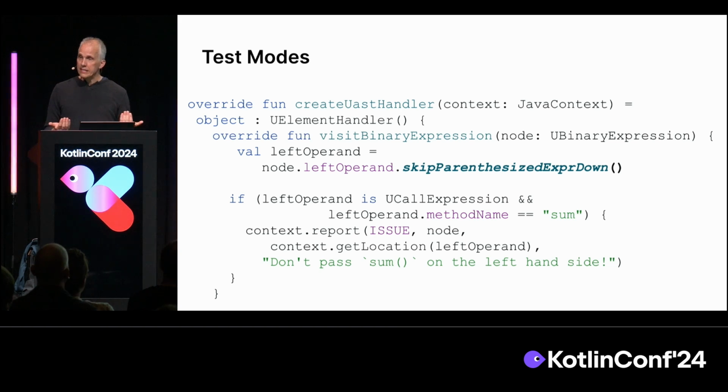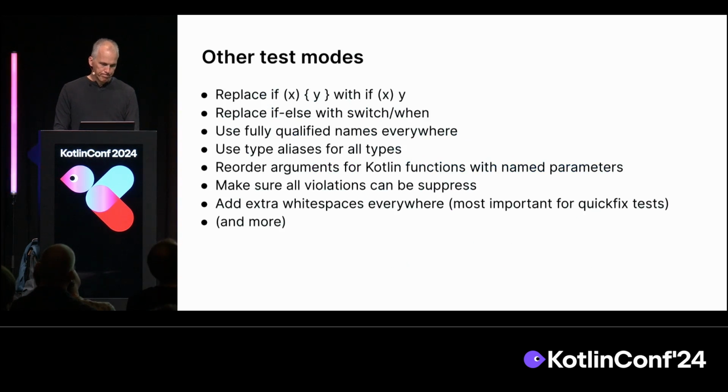So fixing this is easy. Parentheses actually appear in the AST. So when looking at an operand, we have to skip through the parenthesis node. There's a built-in method in UAST for that. So when we add that additional method call, well, now the test passes.